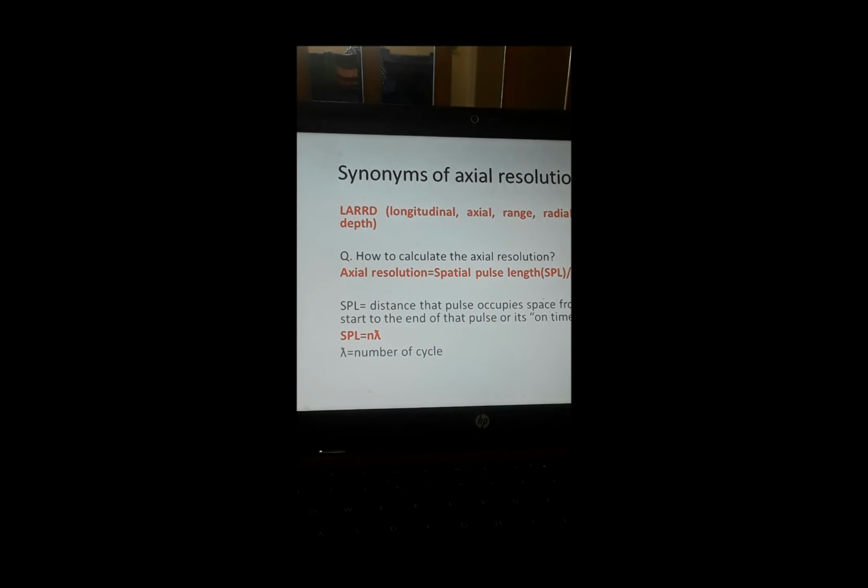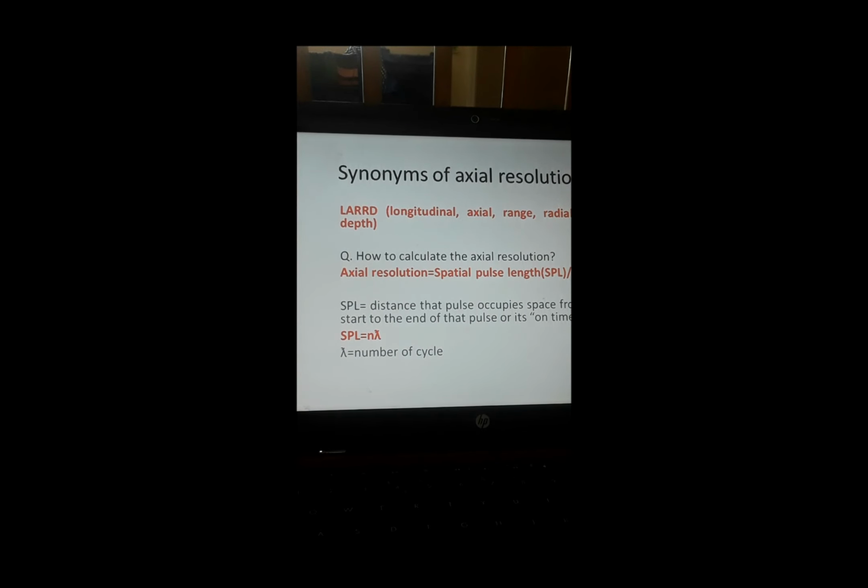It totally depends on the system function, because the sonographer cannot do anything about the axial resolution. It is all about the machine setup, because we can't change the axial resolution. As I told you, what is the SPL? There's a distance the pulse occupies from the start of the pulse to the end of that same pulse, or it's on time.